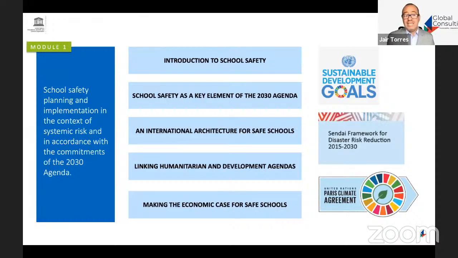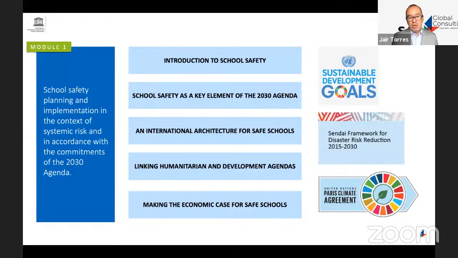Then we're going to be discussing linking the humanitarian and development agenda. So how we need to be sure that school safety is at the core of the nexus between humanitarian actors and development actors, and the need that they coordinate and work in a more merged way, so that the work of the people working on development agendas could incorporate elements of emergency, and the work of the humanitarian actors could integrate elements and link the humanitarian action for school safety with long-term processes that are established in the development agenda, in national development plans, in national education policy, etc.